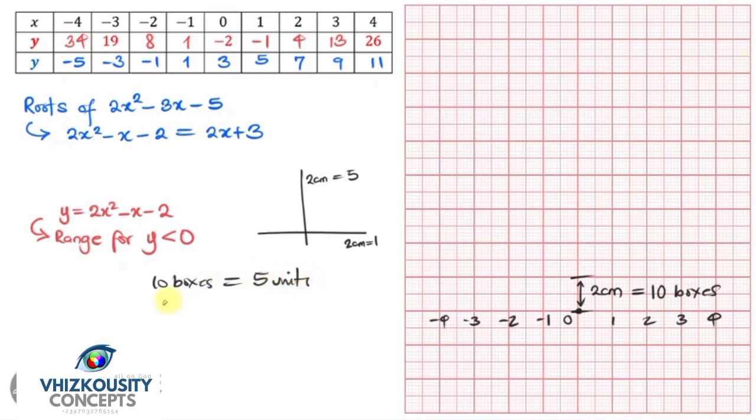Then if that's the case, what is 1 box? What is going to be the unit of 1 box? That unit of 1 box will be, here we just need to cross multiply, okay? So we are going to have 5 times 1 divided by 10, and this is just 5 here 1, 5 here 2, so this is 1/2. So each of the small boxes is going to be 0.5 units.